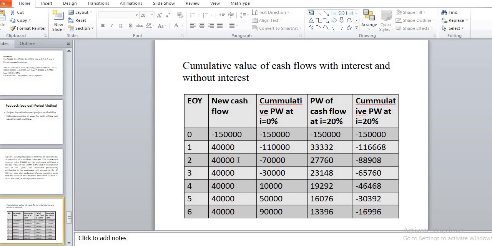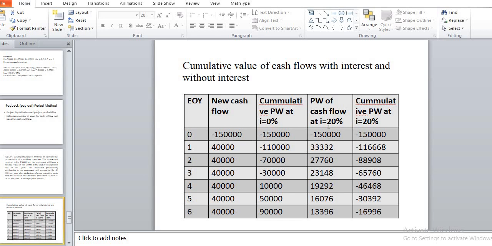Similarly, 40,000 minus 1,10,000 becomes minus 70,000. 40,000 minus 70,000 becomes minus 30,000. 40,000 minus 30,000 becomes 10,000. 40,000 plus 10,000 becomes 50,000. 40,000 plus 50,000 becomes 90,000. So this cumulative net amount is calculated without considering the interest rate.